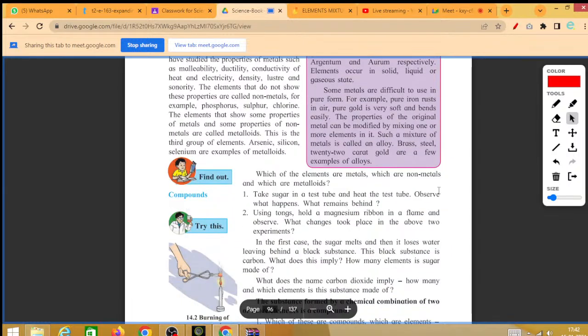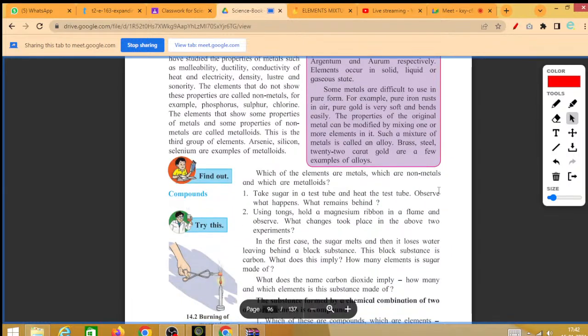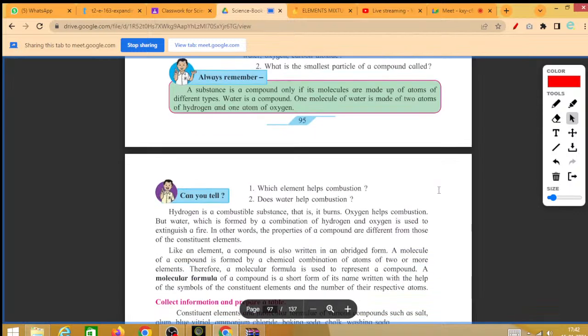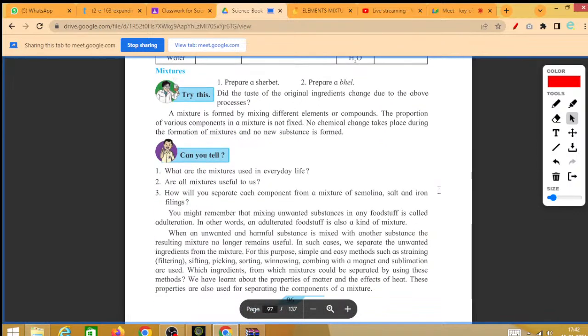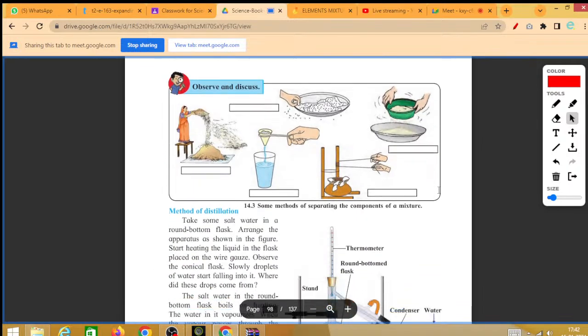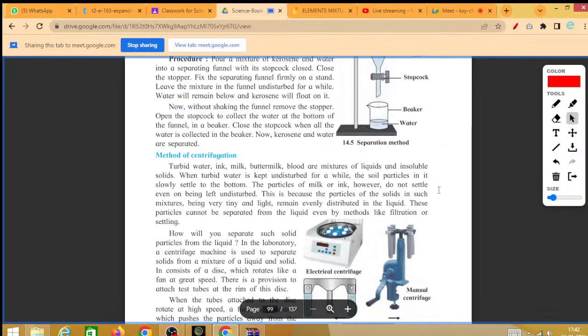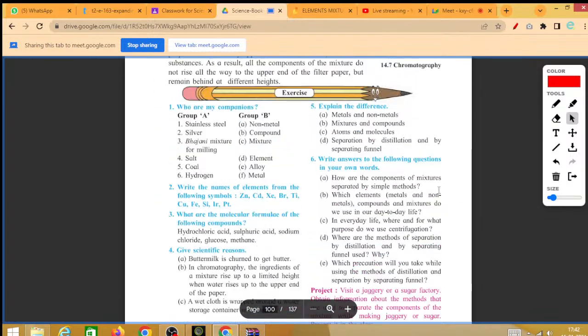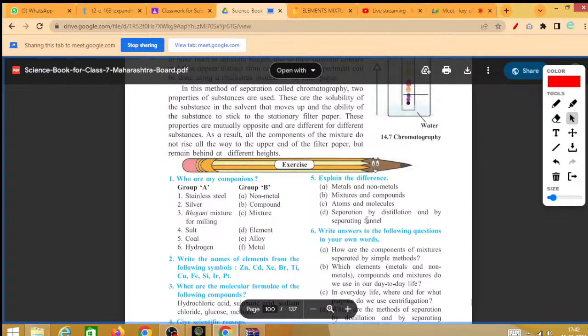There are many experiments here which you need to do, but distillation process. Okay, let's do these questions.